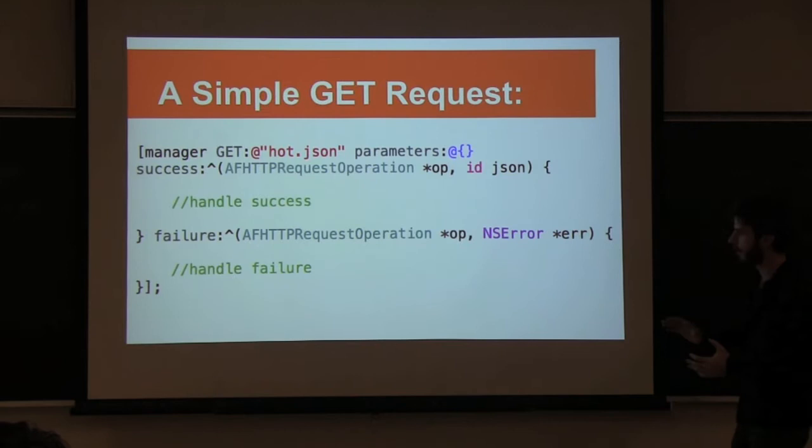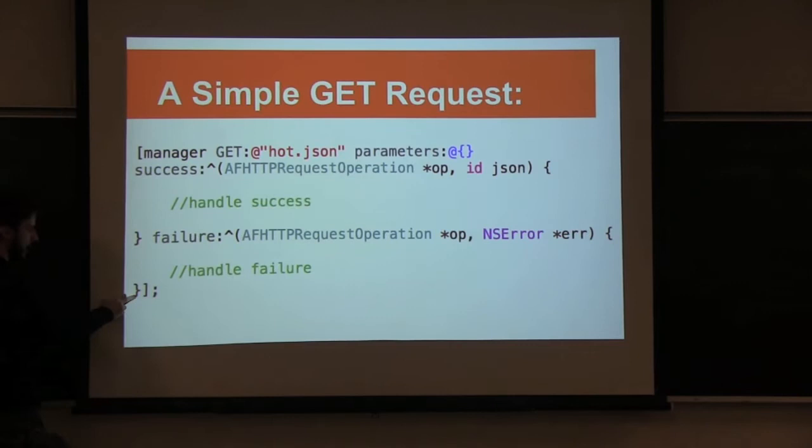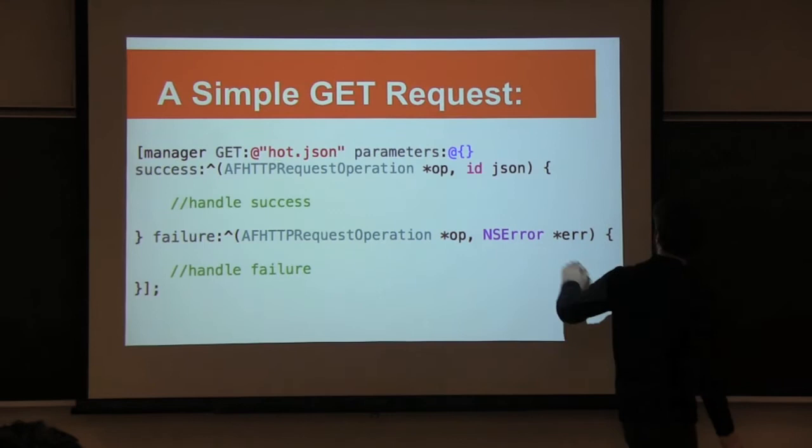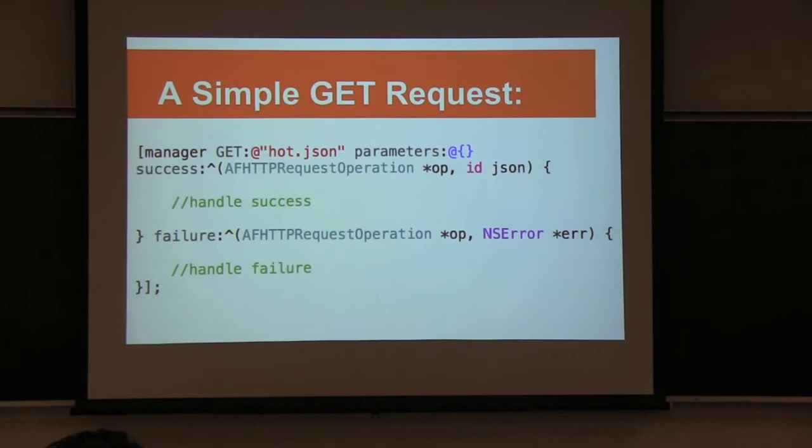So back to our GET request, hopefully you have a little better understanding of what's going on. Everything starting from this caret down to this brace here is the failure block. Everything from this caret to here is the success block. So they're just variables. We're just passing them in, and they're going to get called later with these arguments. So we're going to handle it somehow. I think now I'm going to pop out of here and show you some code.